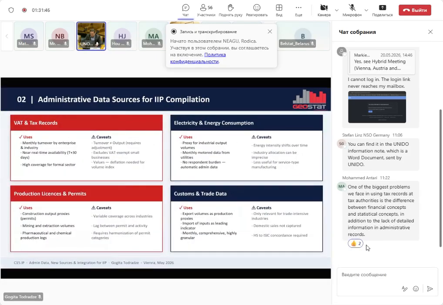There are 4 main administrative sources for IIP. VAT and tax records provide monthly turnover by enterprise and industry with a regular 30-day lag, far faster than surveys. The main caveat is that VAT turnover is not statistical output. Adjustments for inventory changes and timing differences are also essential.